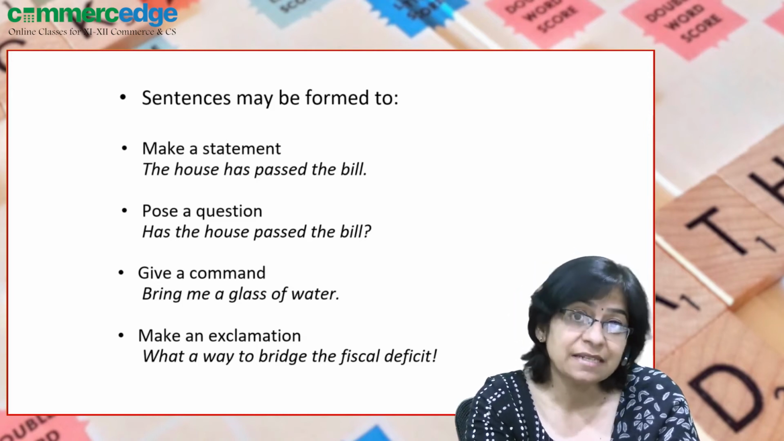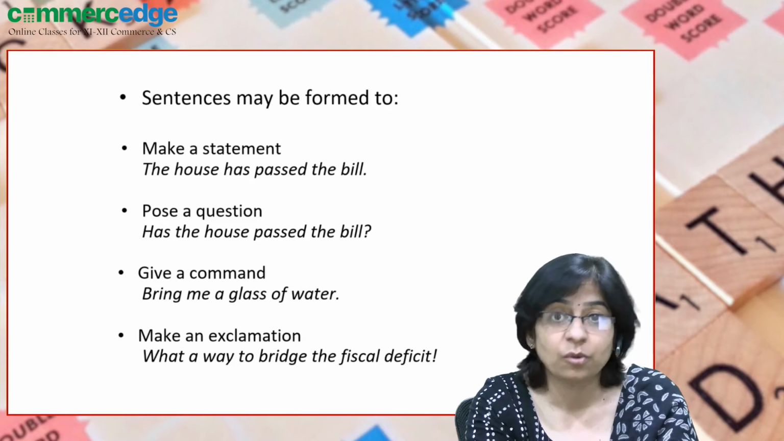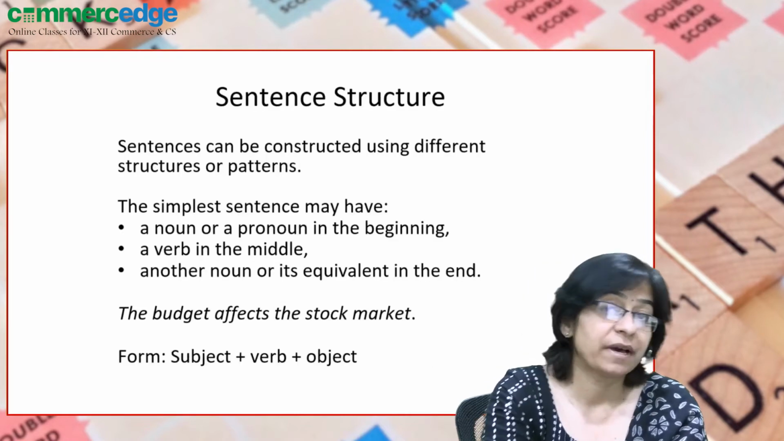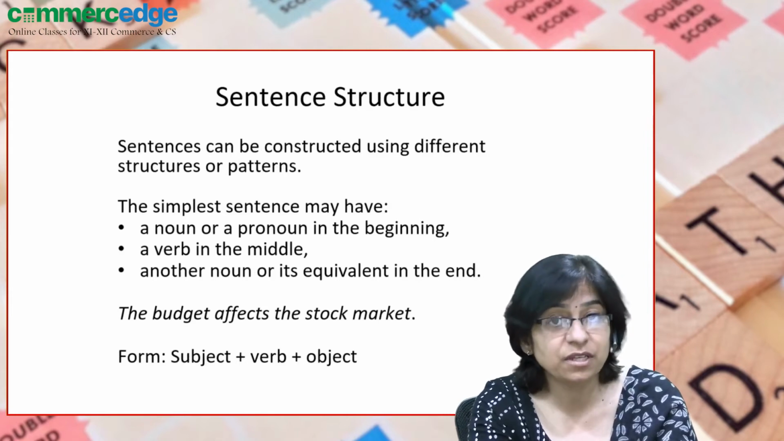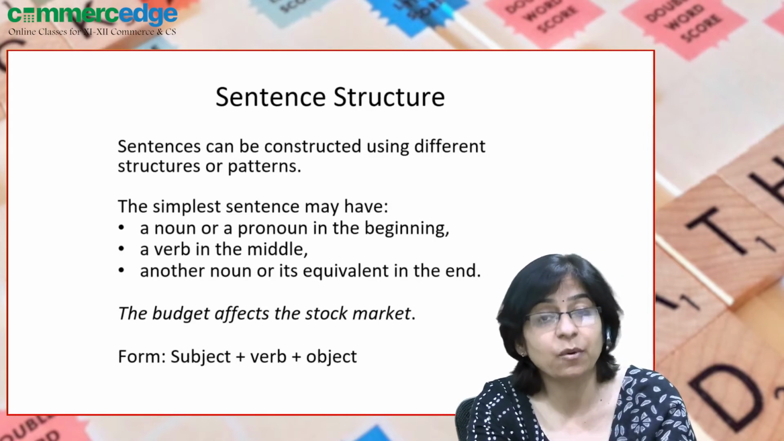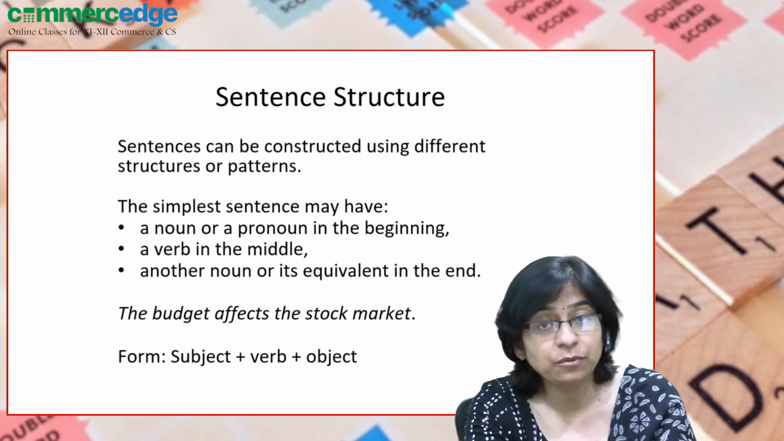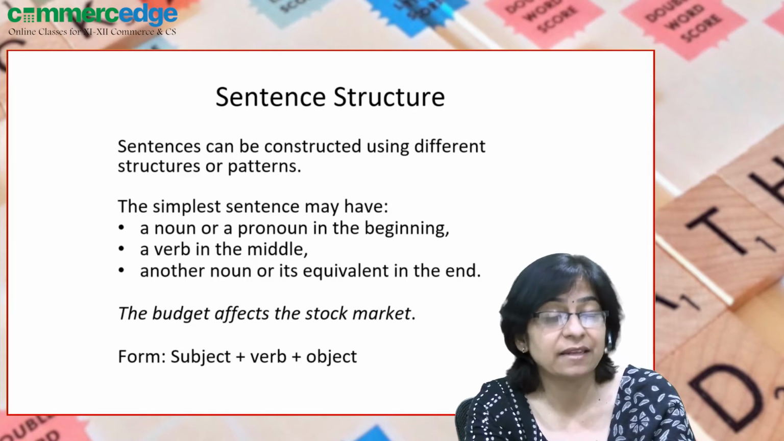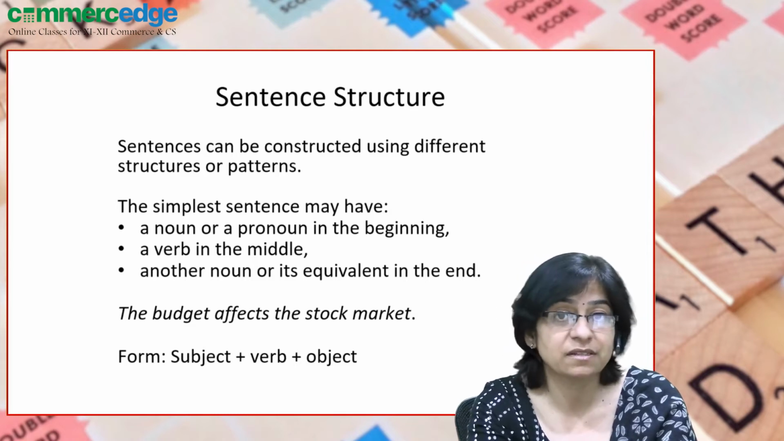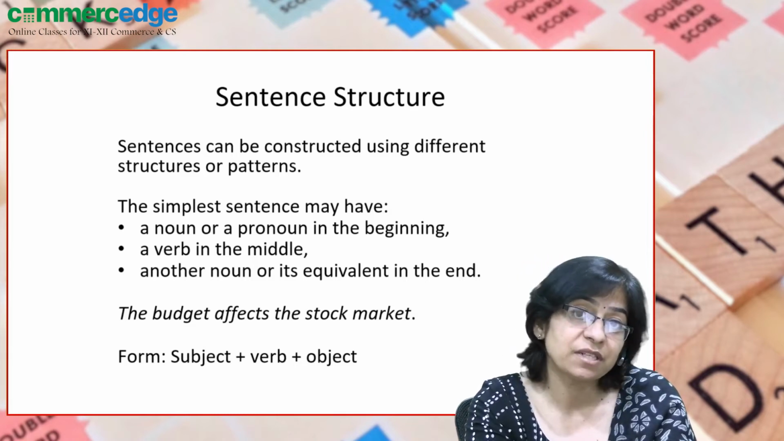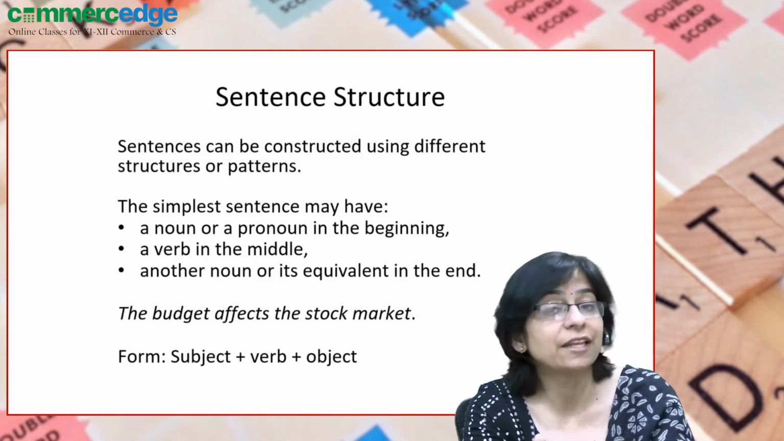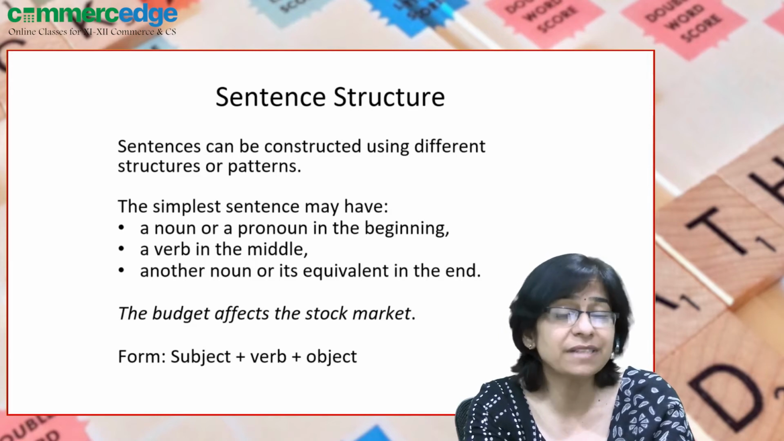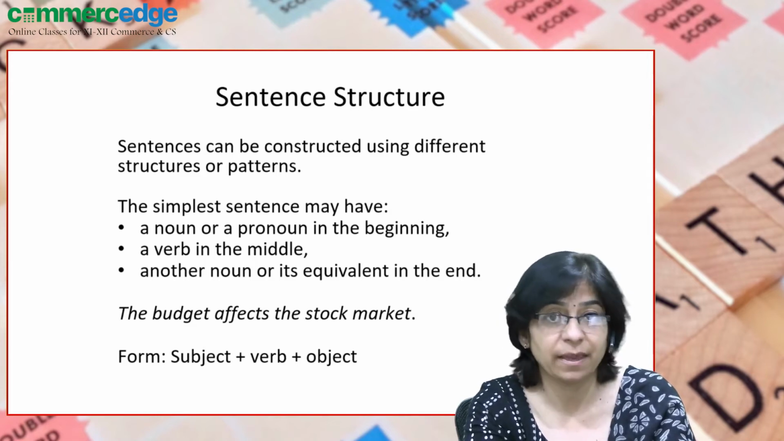Now, the sentence can be structured in a lot of different ways. But the simplest sentence will essentially have a subject in the beginning, which will be made up of either a noun or a pronoun, a verb, and a noun or its equivalent in the end, which becomes the object of the sentence. So essentially, a sentence is made up of a subject, a verb, and an object. For example, the boys won the game.